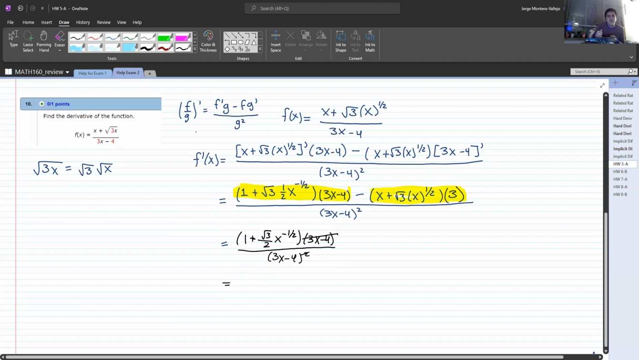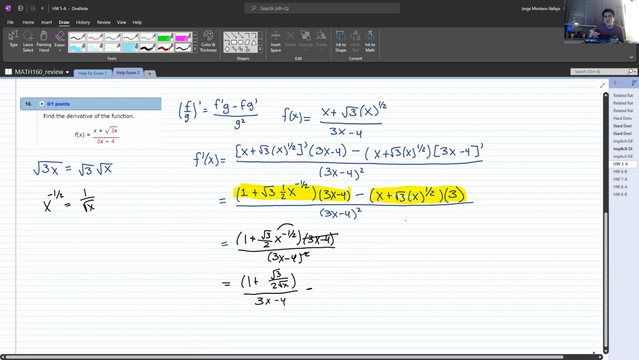Let's remember that x raised to negative 1/2 is the same as 1 over square root of x, right? So let's do that over here and rewrite this whole thing, okay? We get 1 plus, well, square root of x is now in the denominator, so I will multiply 2, right? So then we would have square root of 3 divided by 2 square root of x. Okay, and that's what we have now in the parentheses. And we no longer have the 3x minus 4 there, and we are now dividing by a single 3x minus 4. All right.